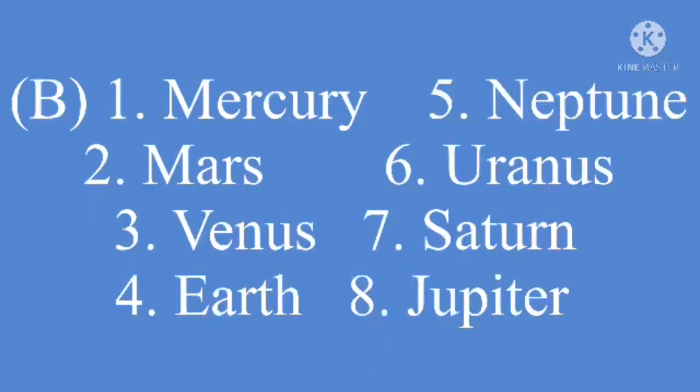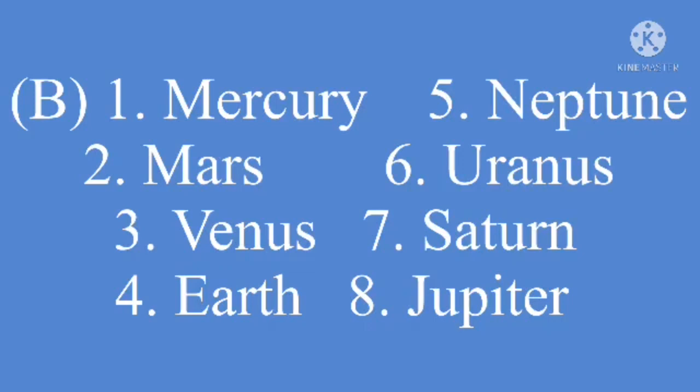Next, on the B side, you have to write the planets according to their size. We'll write smallest to largest. What is the first planet according to size? Which is the smallest planet? Yes, Mercury. Next smallest planet is Mars. Then third is Venus. Fourth one is Earth. Fifth one is Neptune. Sixth one is Uranus. Seventh one is Saturn. Eighth one is Jupiter. Now it is clear, children. According to size: Mercury, Mars, Venus, Earth, Neptune, Uranus, Saturn and Jupiter.